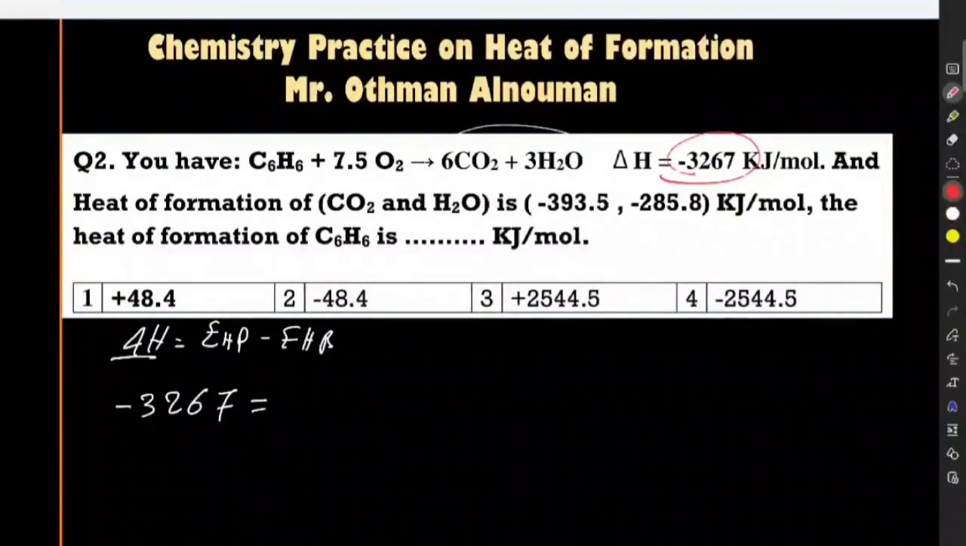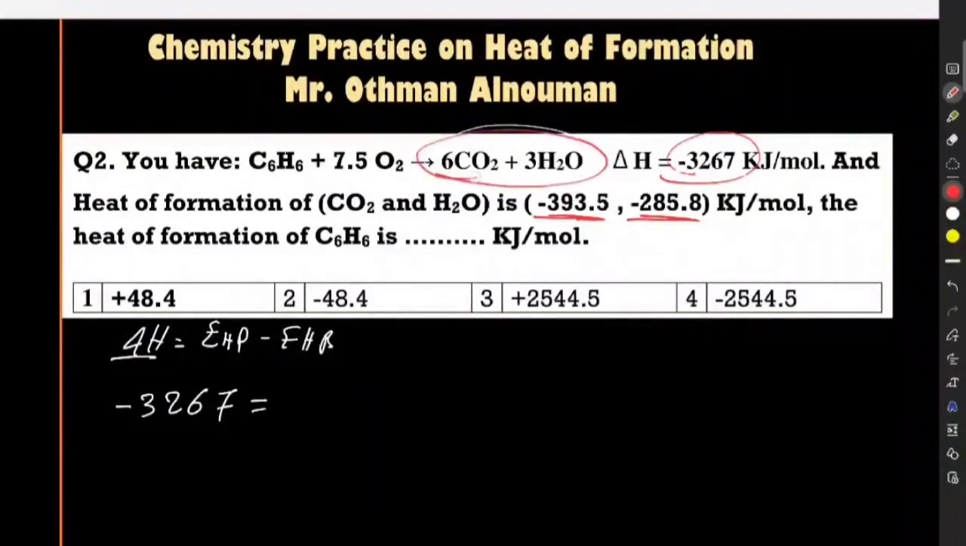Now there is something very important and many students do not focus on it. They just add this number plus this number and say these are the numbers of the product, but they don't notice how many moles we have here. So we have carbon dioxide, 6 moles. I will say negative 393.5 times 6 plus negative 285.8 times 3. Then I will add them together and I'll get the right answer here.